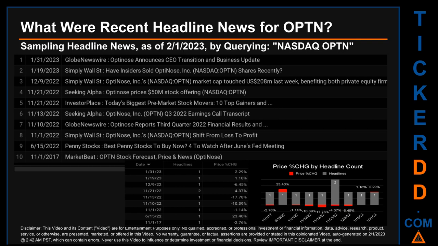Wednesday, June 15, 2022 was the day with the highest percentage change in price when we compare opening versus closing price for the ticker. The day saw a jump of 23.40% when OPTN opened trading at $2.82 and closed at $3.48. There was one found headline when Penny Stocks published the headline that read, Best penny stocks to buy now? 4 to watch after June's Fed meeting.